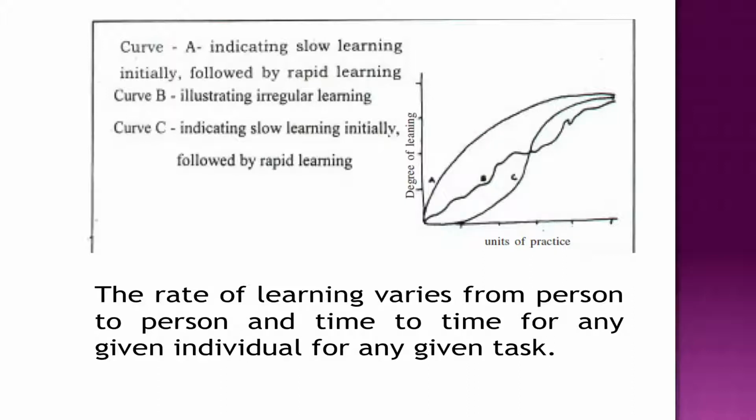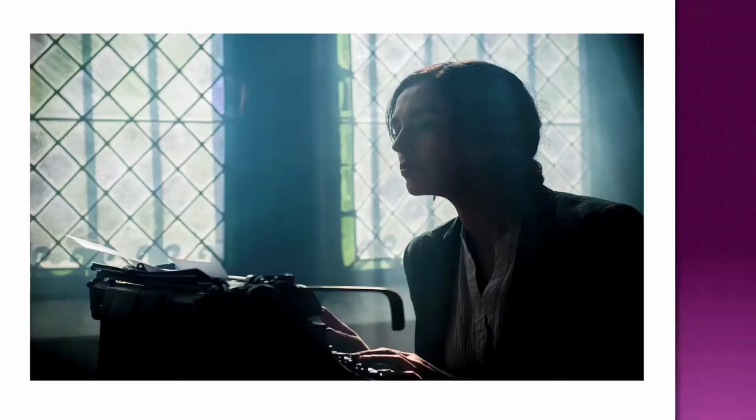The rate of learning varies from person to person and time to time for any given individual for any given task. For example, in learning to typewrite, in the beginning, one student may show rapid improvement while another may need to practice for a long time before his or her performance improves. Sometimes, a person may reach a certain level of performance in typewriting and may remain at that level for a few days, after which the person may show improvement. Learning curves can be prepared for any learning task.